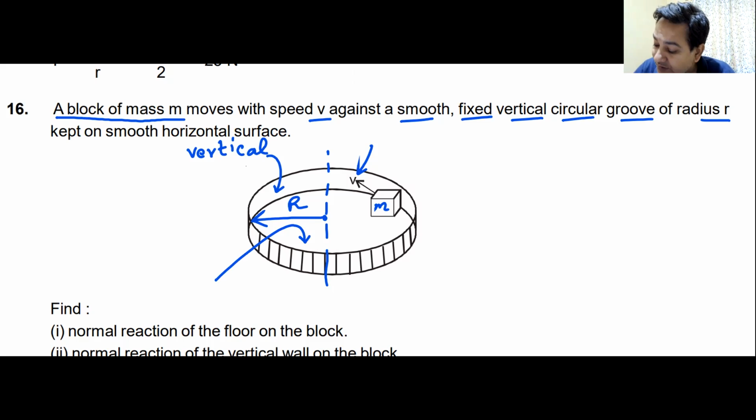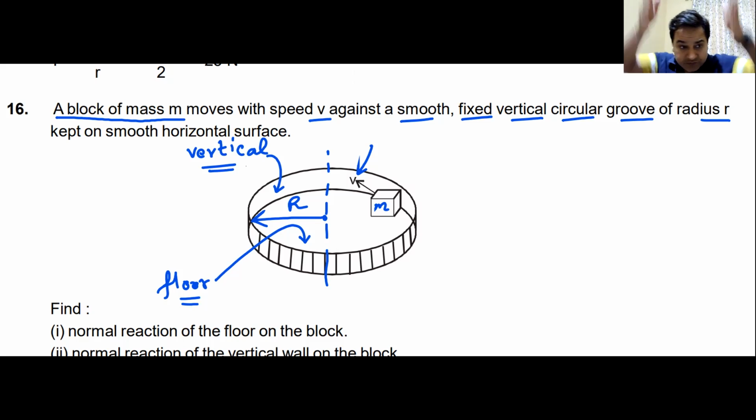This part is the base, or you can call it the floor. Do we understand how this looks? It is important for you to understand what means what. Vertical cylindrical shape, curved part of the cylinder, and a horizontal base, floor.